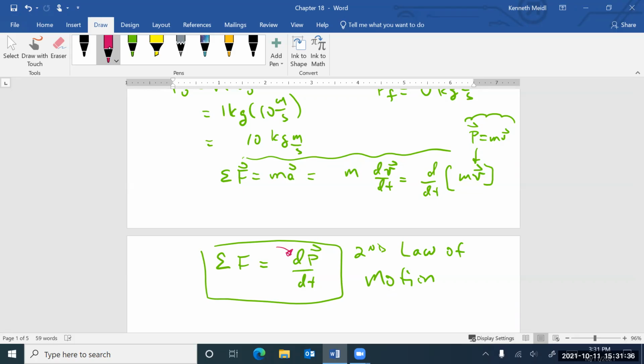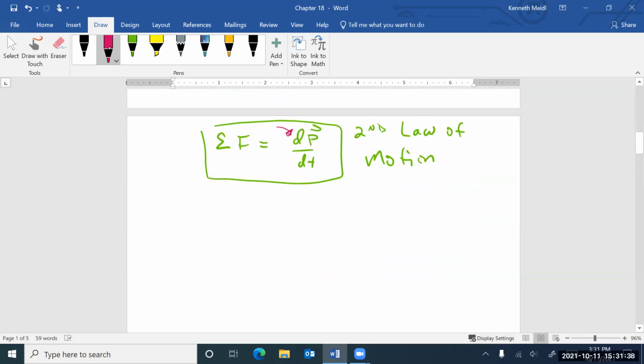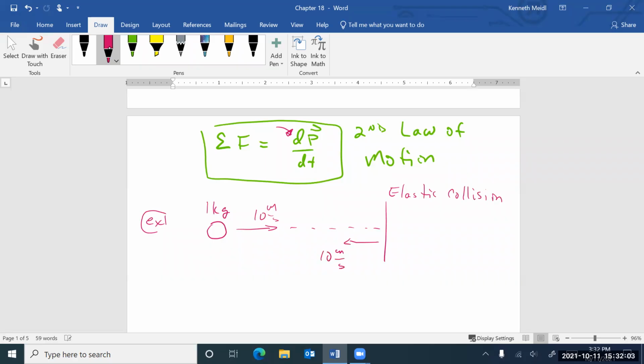Eventually this will be a container holding the gas, but this chunk of clay imparted some sort of force on the wall. Now, let's look at the situation where I've got a 1 kilogram ball and I throw this at 10 meters per second, and let's say it has some sort of elastic collision with the wall. That would imply that it's going to bounce off and not lose any kinetic energy. So it's going to bounce off at 10 meters per second.